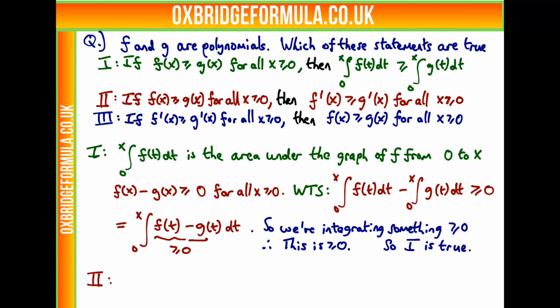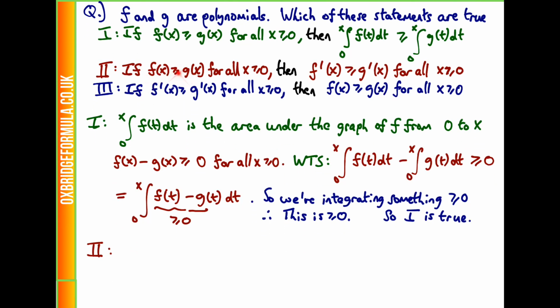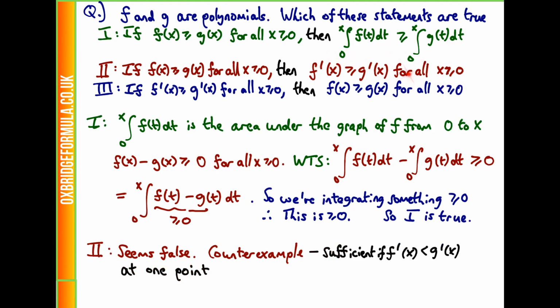What about statement 2? This is saying if f of x is bigger than g of x, i.e. the curve of f is above the curve of g, for all x positive, then the first derivative of f is bigger than the first derivative of g. This seems false, because this is a statement about the location of f and g, and this is a statement about their gradients, and these seem unrelated. So it seems false. So can we find a counterexample? Well, to show a valid counterexample for this, all we need is an example of f and g where this thing holds, but we need this thing to fail for only one value of x positive, because our statement says this should be true for all x, so you only need to show it fails for 1 point.